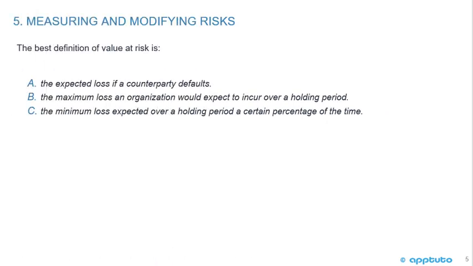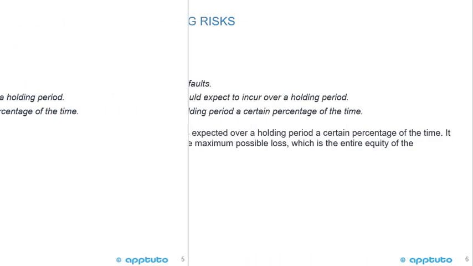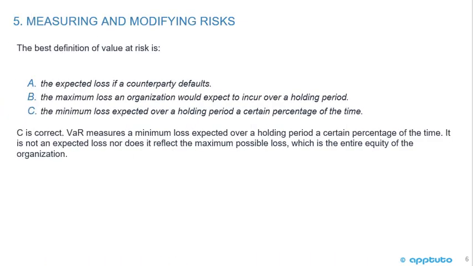A quick practice question to check our understanding. The best definition of value at risk is A, the expected loss if a counterparty defaults, B, the maximum loss an organization would expect to incur over a holding period, or C, the minimum loss expected over a holding period a certain percentage of the time. The correct answer is C. VAR measures a minimum loss expected over a holding period a certain percentage of the time. It is not an expected loss, nor does it reflect the maximum possible loss, which is the entire equity of the organization.